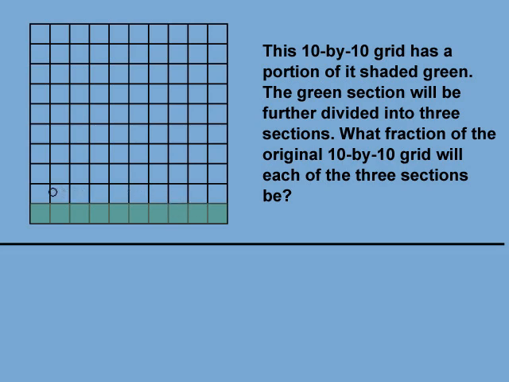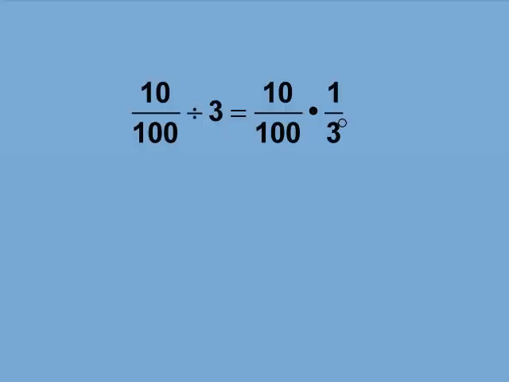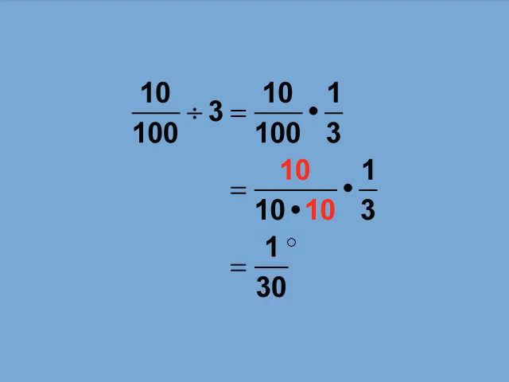And that is further being divided by 3. This can be represented by this expression, 10 over 100 divided by 3. Change the whole number division to fraction multiplication as shown here. The division by 3 becomes a multiplication by 1/3. We can factor out a 10 from the numerator and denominator, leaving 1 in the numerator and 10 times 3 in the denominator. The result is 1/30.